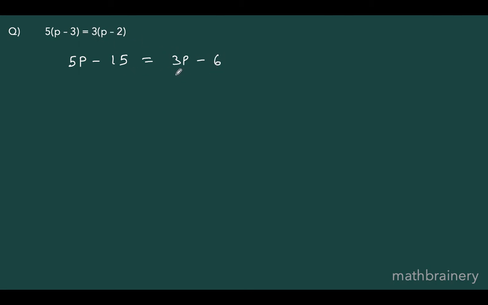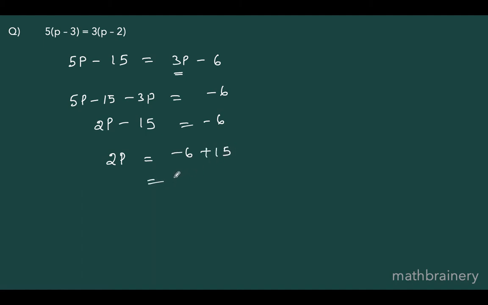Now let's transpose 3p to the left hand side. So you have 5p minus 15 minus 3p is equal to minus 6. 5p minus 3p is 2p, 2p minus 15 is equal to minus 6. Let's now transpose this 15 to the right hand side. So you have 2p is equal to minus 6 plus 15, which is 9.